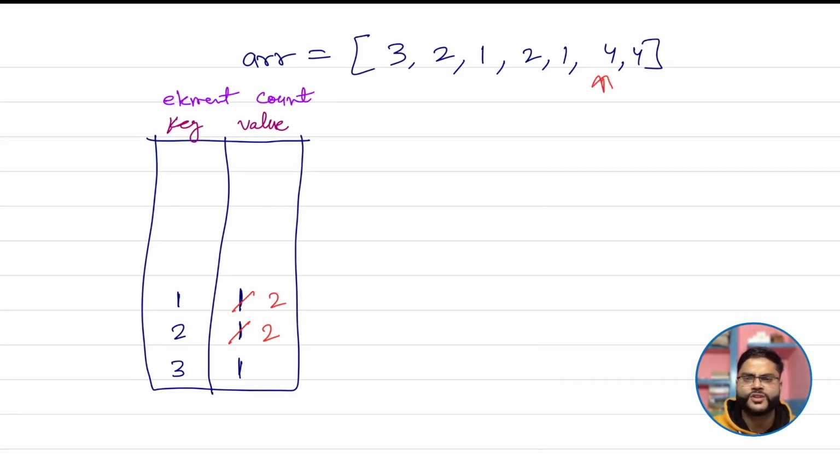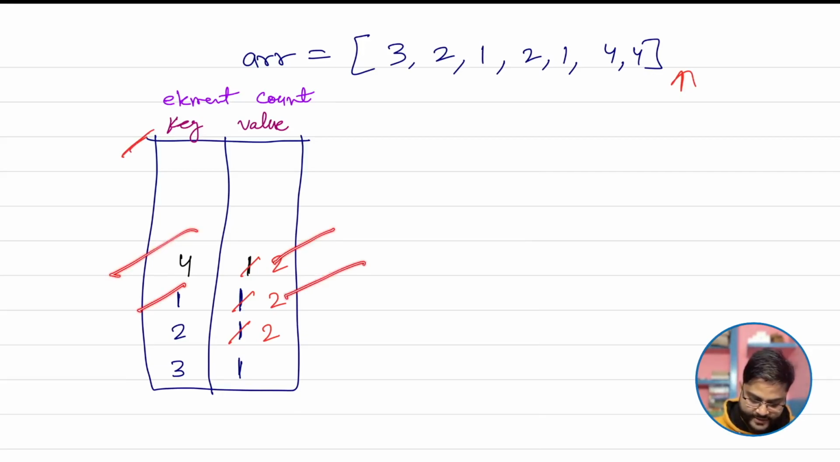4. 4 is not there in our map. So store 4 with its count. Move forward. Now 4 is there. So update its count. Again move forward. Now we have exhausted the array. So my map contains all the elements with their counts. If you see, 4 contains 2, 1 is occurring twice, 2 is occurring twice, 3 is occurring once.